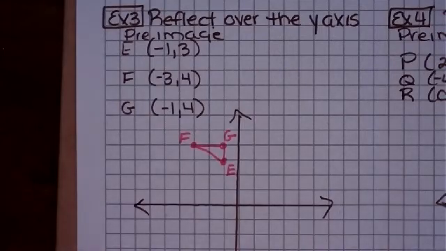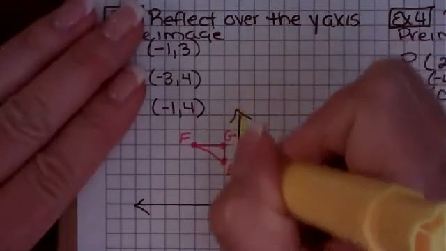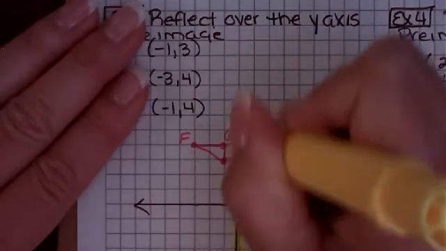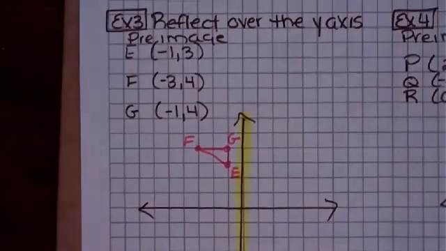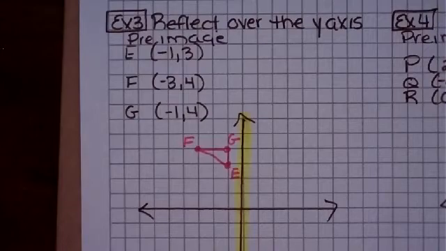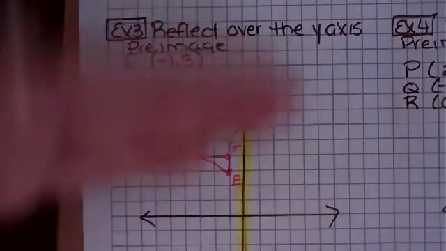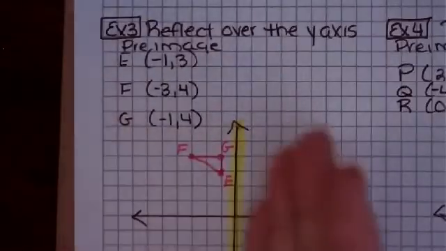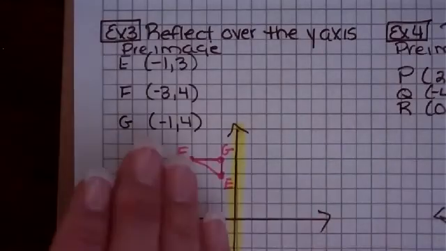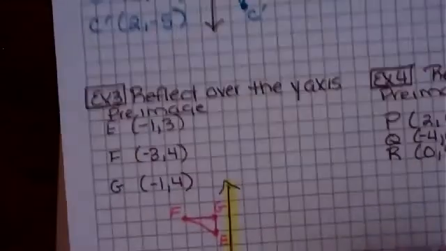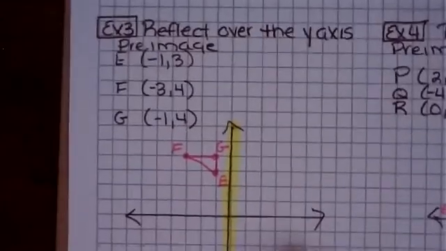Now, this time when I take my highlighter, because I'm reflecting over the y-axis, I'm going to highlight the y-axis. That is going to be my line of symmetry. Okay? I highlight the axis, it tells me I'm reflecting over. Now, I'm going to do the same thing, but this time instead of going top to bottom, or bottom to top, I'm going to be going right to left, left to right. I'm going to be going sideways with it because it has to go to the other side of my y-axis.